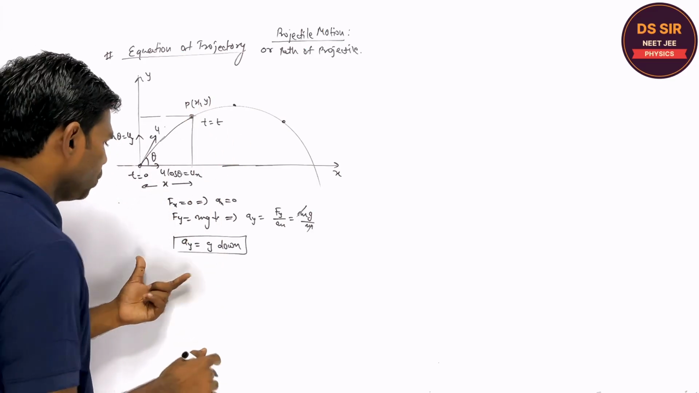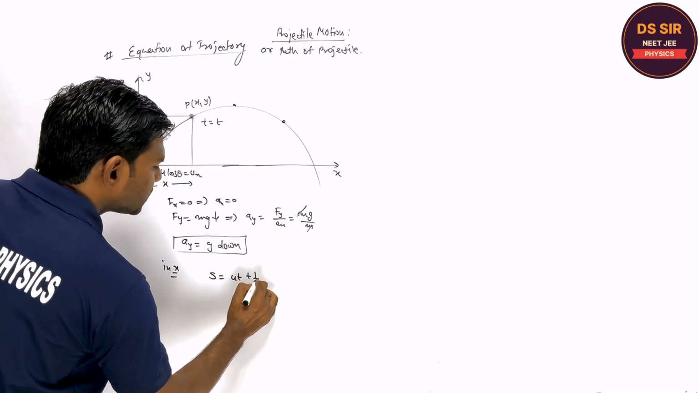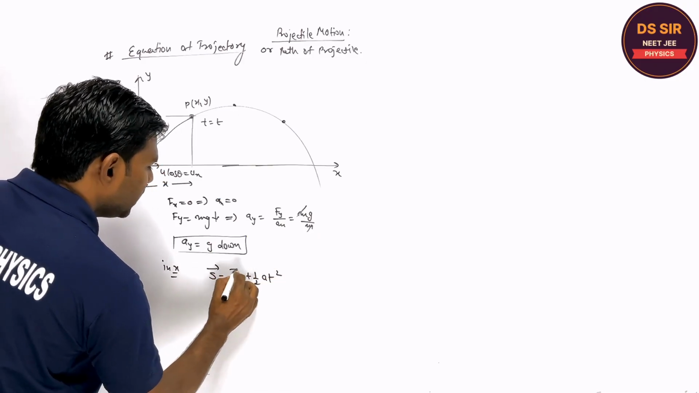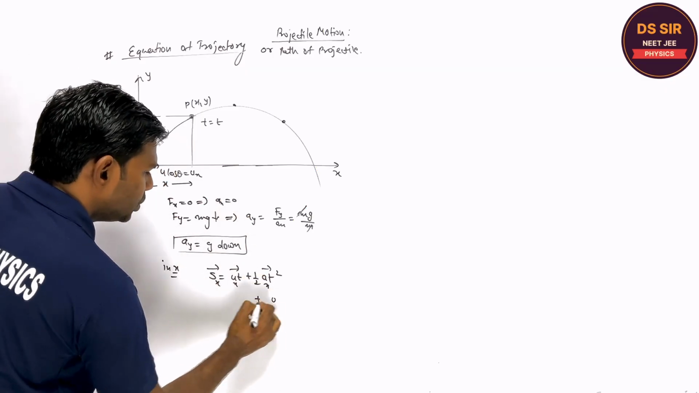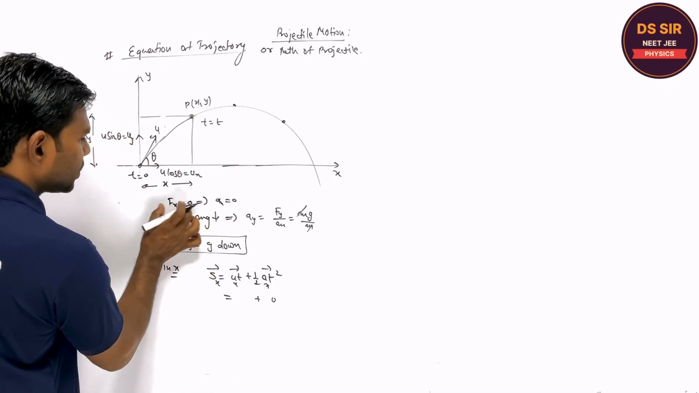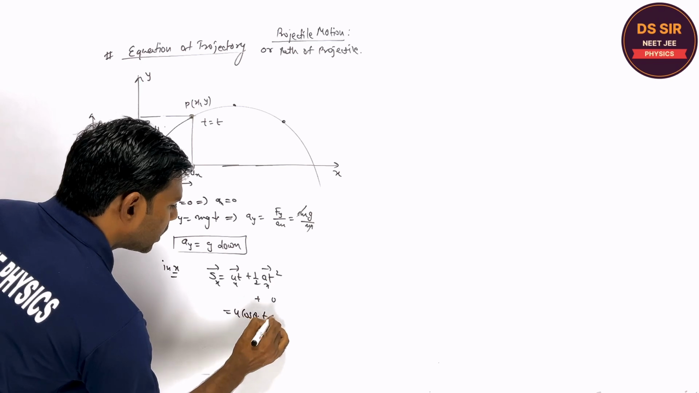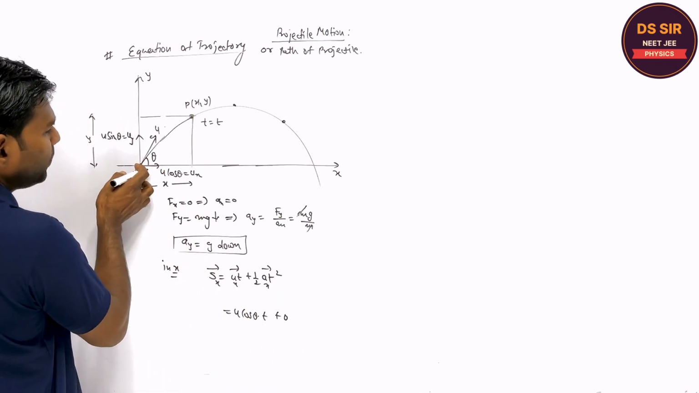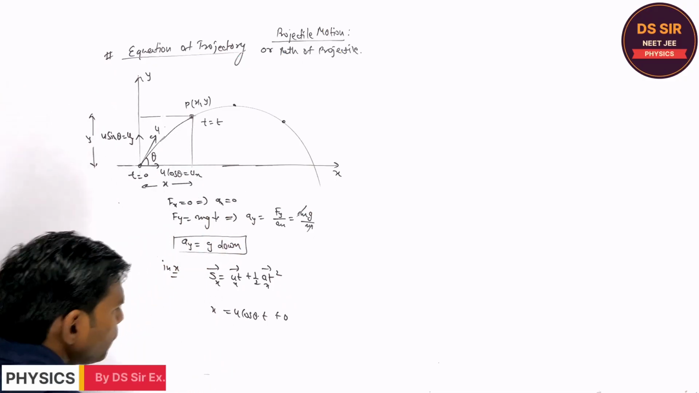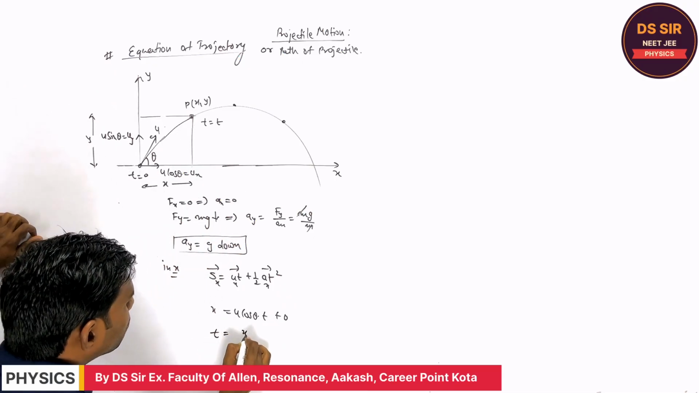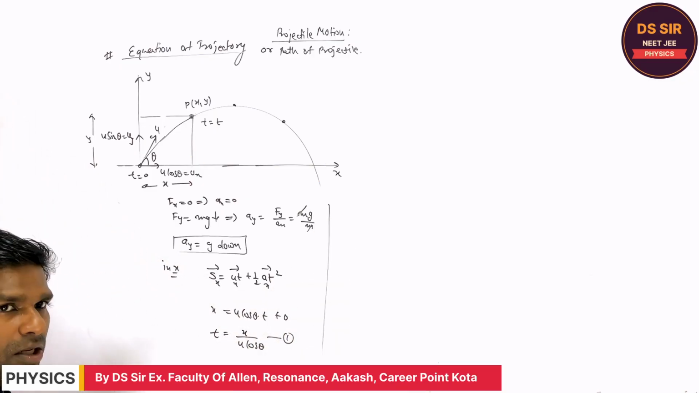Is it clear? So now in the x direction, can you write s equals ut plus half at square? Yes. In the x direction I can write, what is the acceleration in the x direction? Say 0. The speed in the x direction is what? Say u cos theta into t, right, plus 0. And what is the displacement in the x direction? It is equal to x. Are you getting or not? So from here the value of t is equal to x upon u cos theta. This is equation number 1. Is it clear or not?